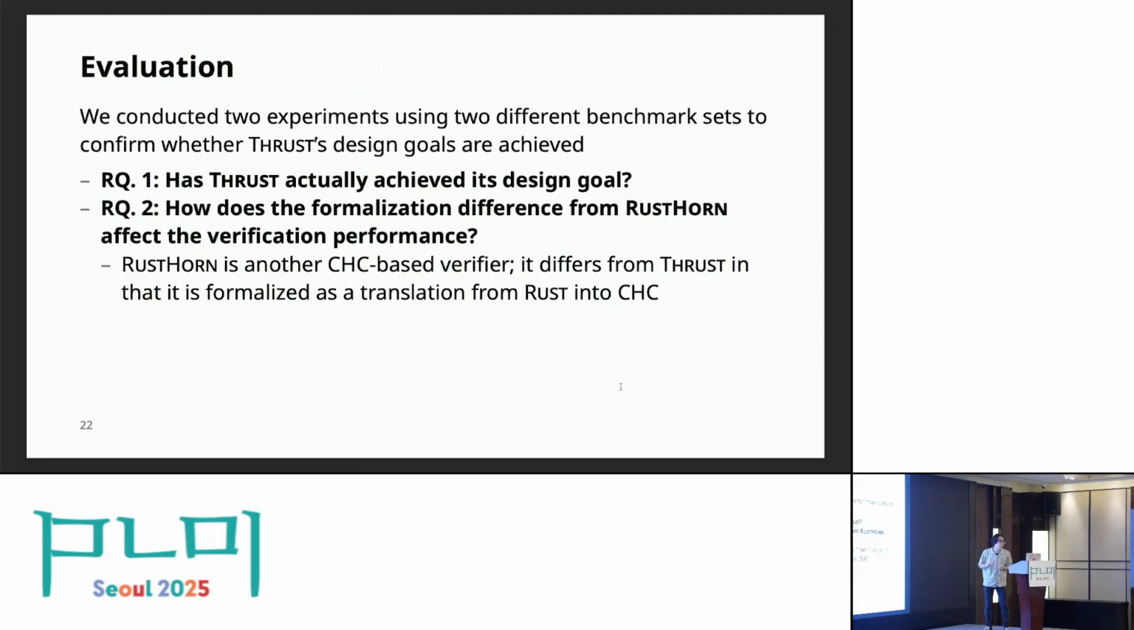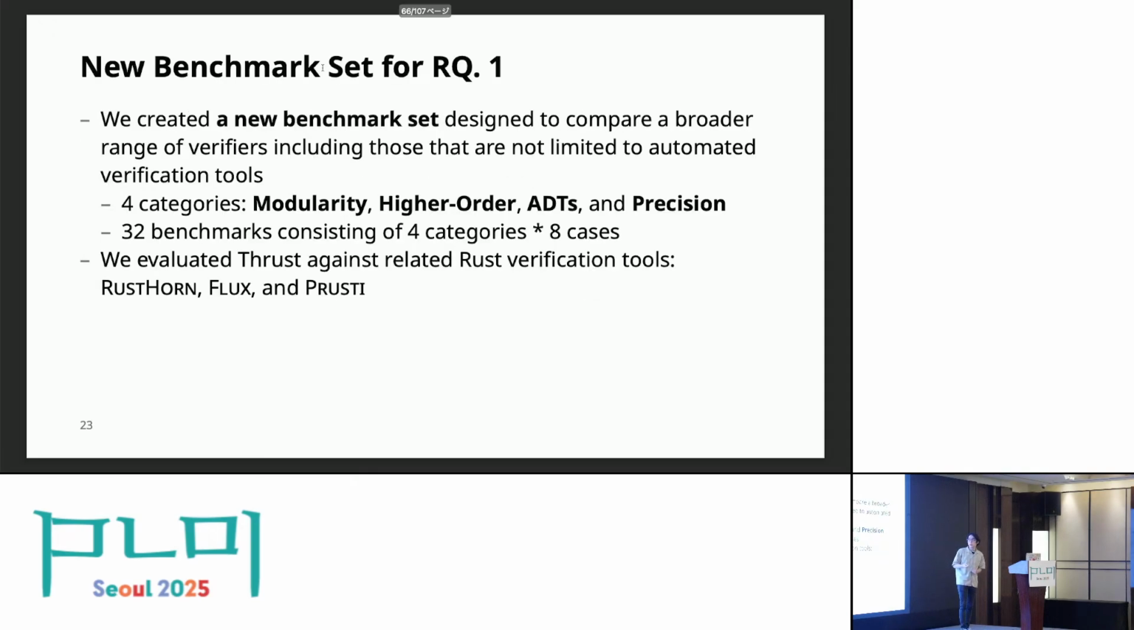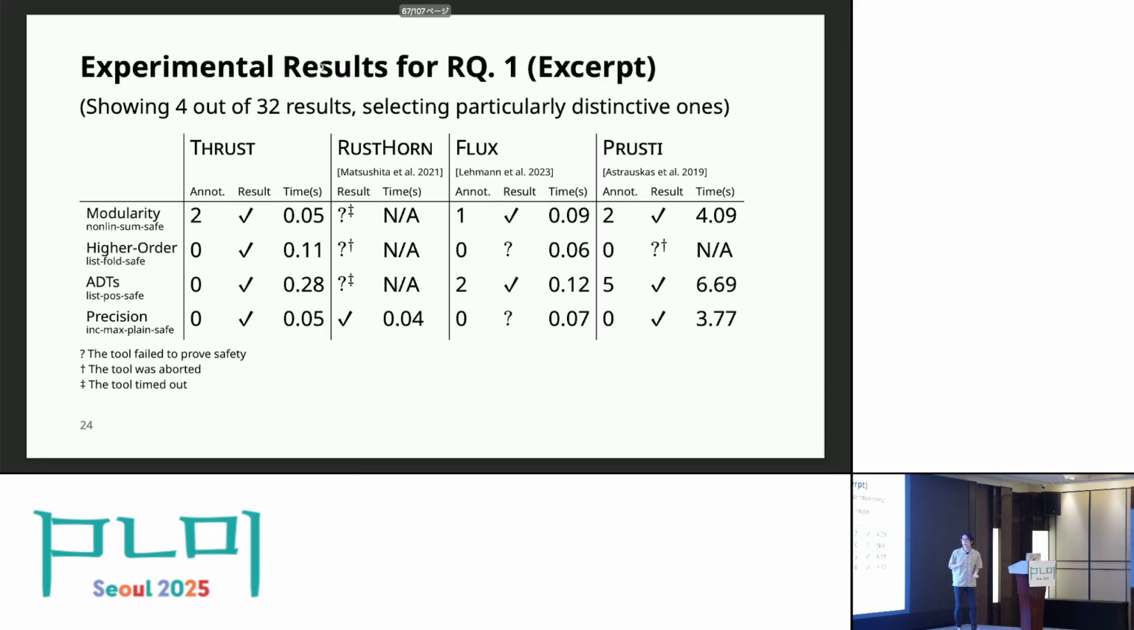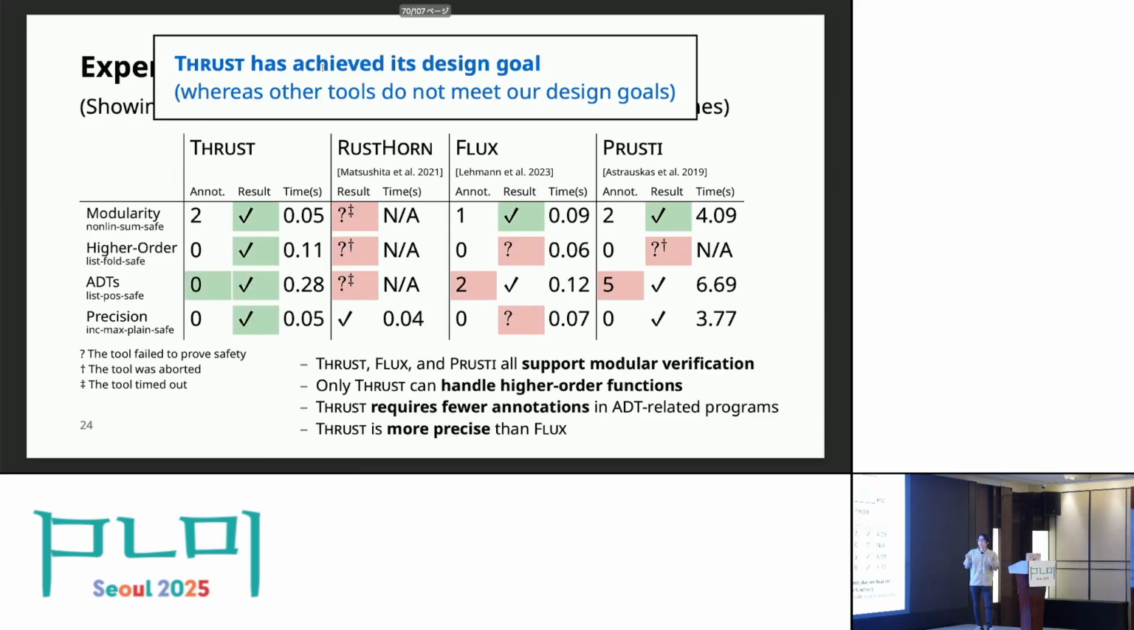So next is evaluation. We conducted 2 experiments using 2 benchmark sets to check whether Rust has achieved its design goal and to compare Rust with other competing CHC-based Rust verifiers. For the first benchmark, we created a new benchmark set to compare a broader range of Rust verifiers. And this is a summary of results. In the paper, we have 32 results, and this is the extraction. In summary, this shows that Rust has achieved its design goal.